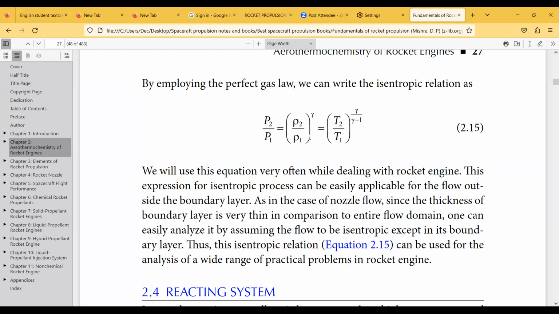Density 2 over density 1 is equal to what? T2 over T1 to the power of... No. Check it again. Over. This is simply density 2 over density 1 is equal to temperature 2 over temperature 1 to the power of 1 over gamma minus 1.